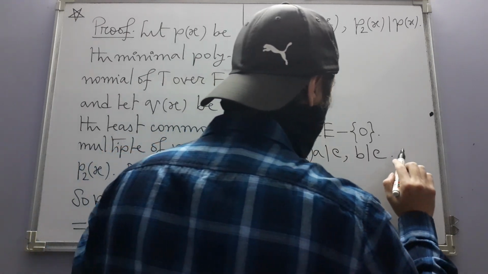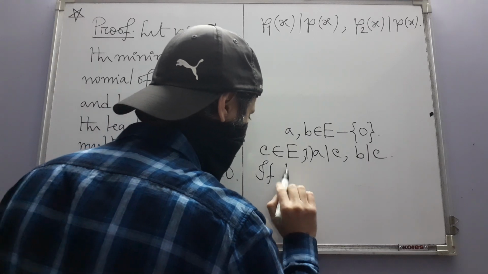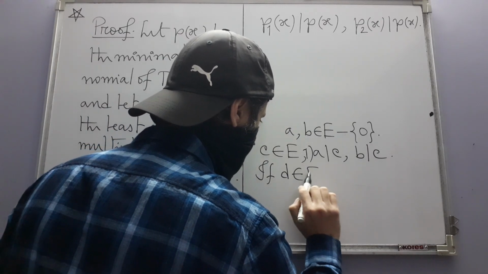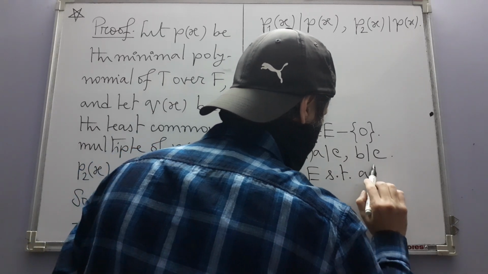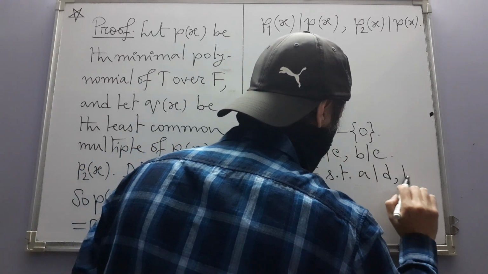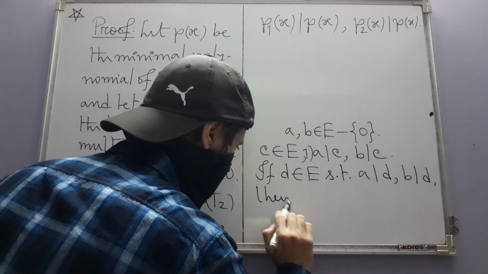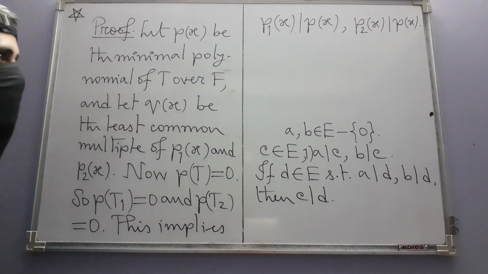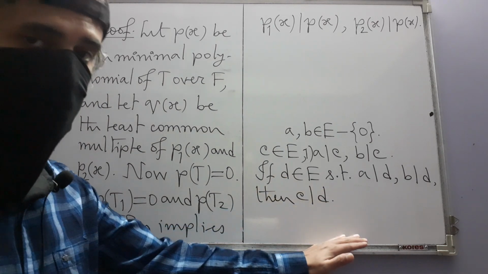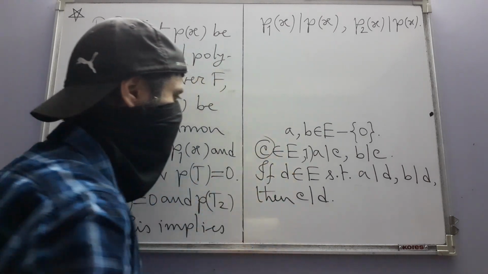And the other condition is this: if D is an element in E such that A divides D and B divides D as well, then C also has to divide D. Okay, so if these things happen, then we call C an LCM of A and B.